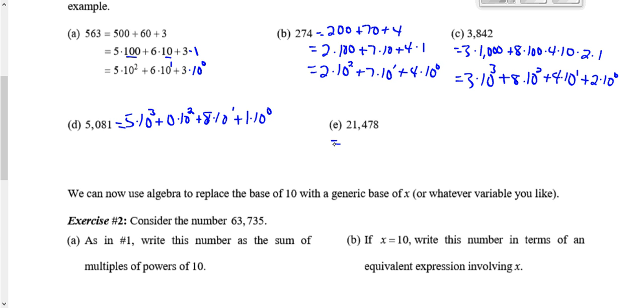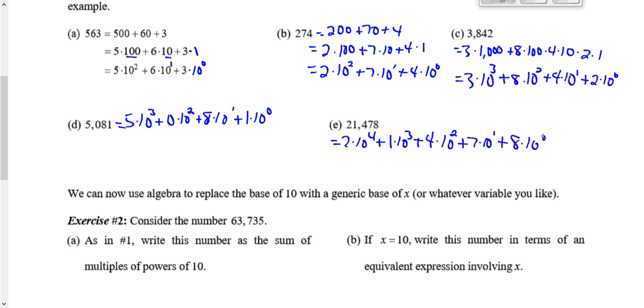How about this last one? All right, well, you probably have it right. 10 to the first. You're on this one, okay. 2 times 10 to the what? 2 times 10 to the fourth plus 10 to the third plus second. Go ahead. Plus.